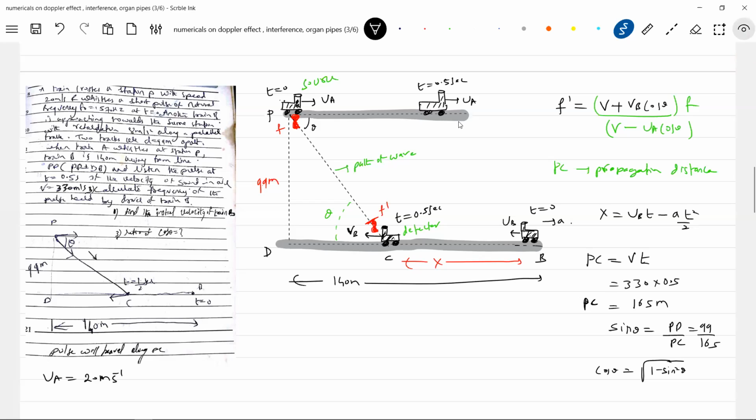Still, I want the velocity of train B. How to calculate the velocity of train B? For that, what is needed? VB equal to... we don't know the initial velocity of train B also. We know A and T. We don't know X and UB.